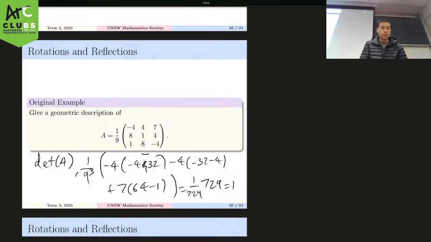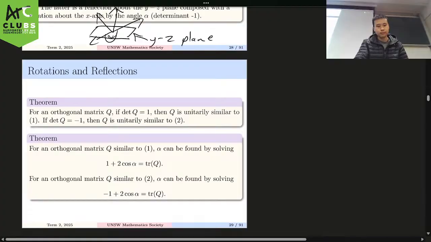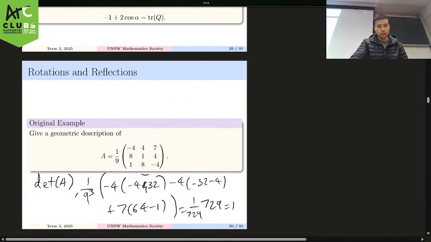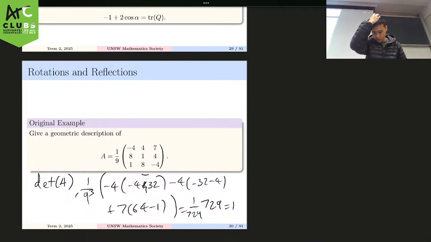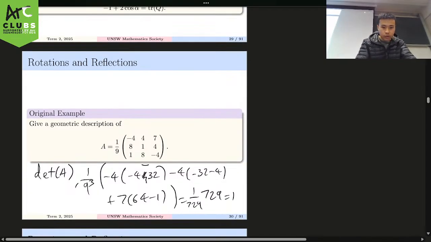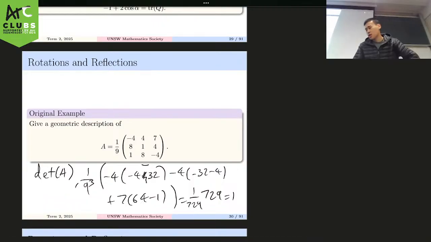The term is 1. Because we're just assuming this thing is orthogonal, just do the pairwise dot products, and you're also checking that the length of each one is 1. So it's definitely orthogonal, so the determinant is 1. That means it must be unitarily similar to that first case we said, so it's just a rotation only.